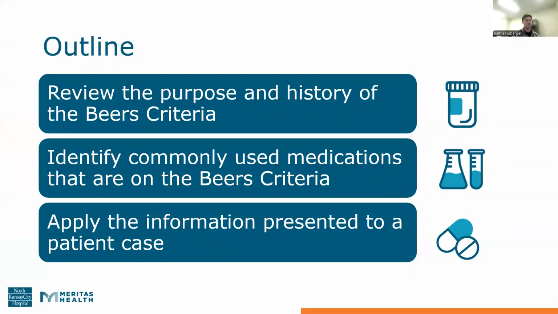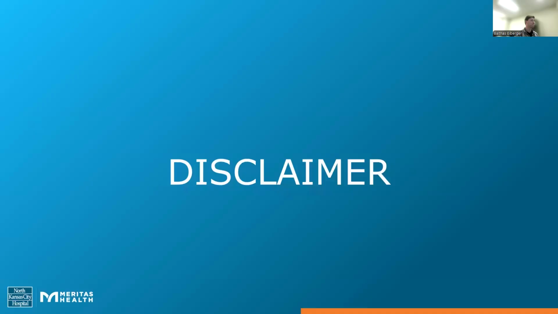Before we get started, I just wanted to give you a roadmap or an outline of what we're going to be talking about today. First, we're going to review the purpose and history of the Beers criteria, identify commonly used medications that are on the Beers criteria, and then at the end, for fun, I wanted to apply the information to a patient case with a couple of questions at the end.